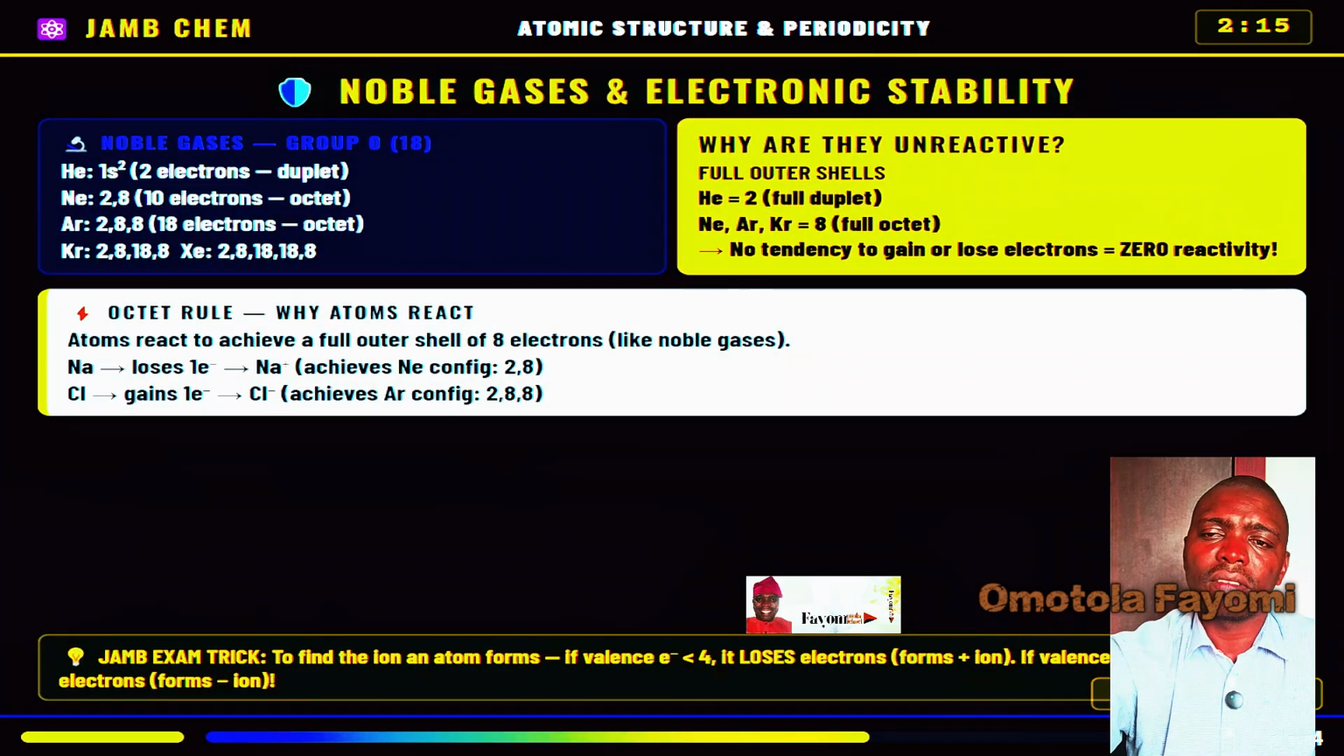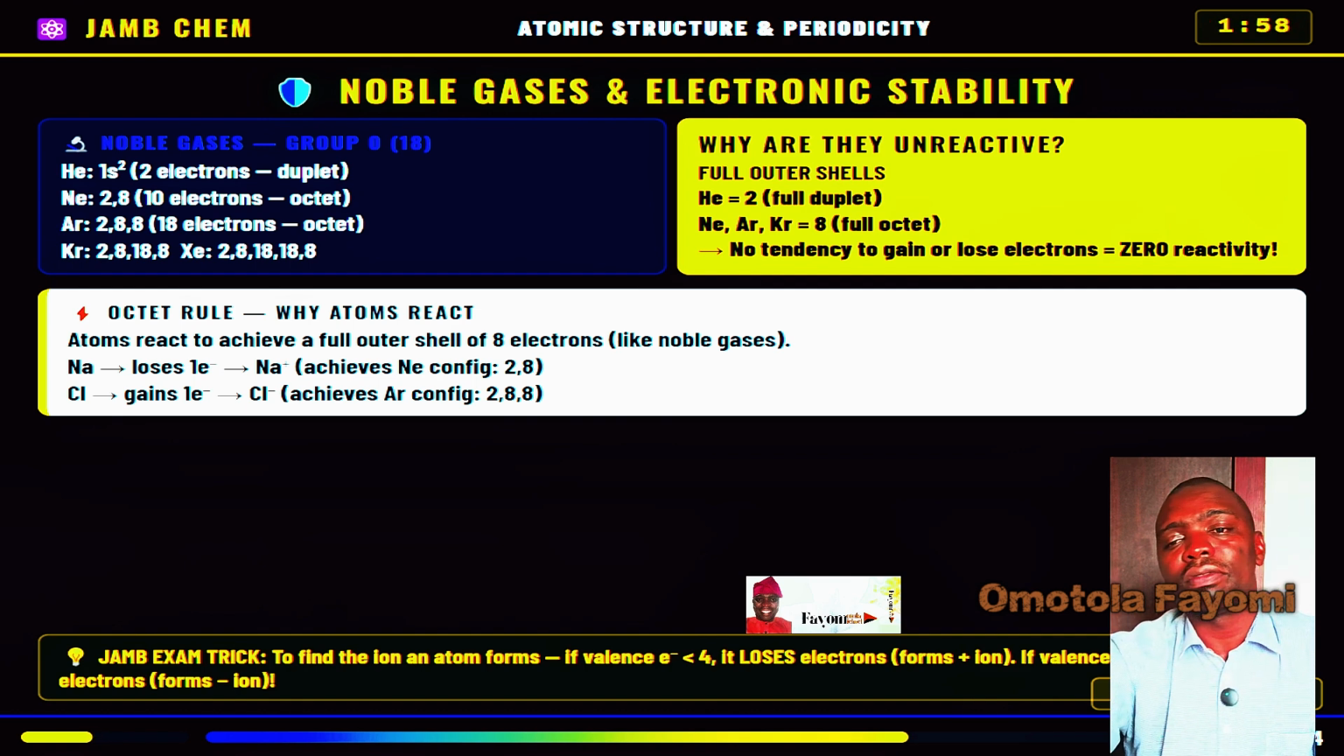What about the noble gases? They are the most stable and non-reactive elements in existence. Helium has 2 electrons, a full outer shell, the duplet. Neon has 2, 8, a full second shell, octet. Argon has 2, 8, 8, a full third shell, octet. Because their outer shells are completely full, they have absolutely no desire to gain or lose electrons. This is why they are called noble or inert gases.